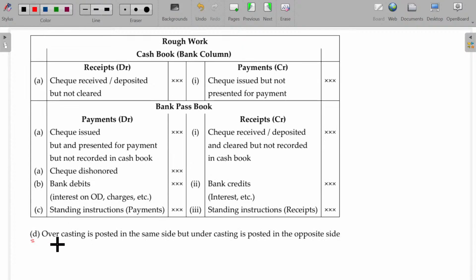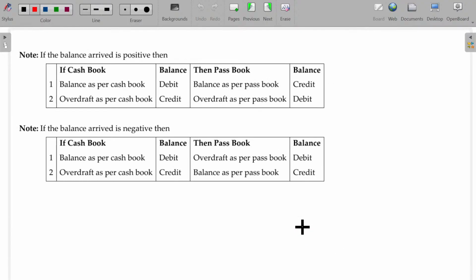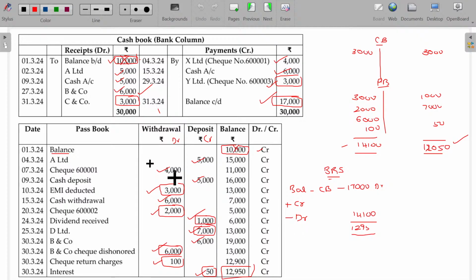Point number D. Overcasting is posted on the same side, but undercasting is posted on the opposite side. Here, what happened? Total is 29, but total as 30 means overcasted. I thought it's undercasted. No, overcasted. The higher total should be posted on the other side here.